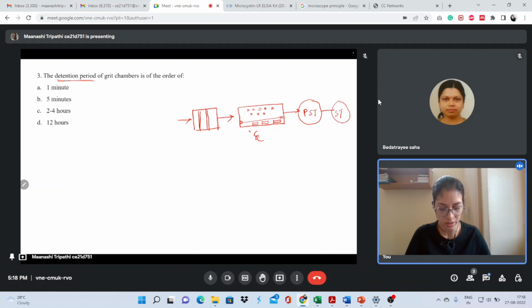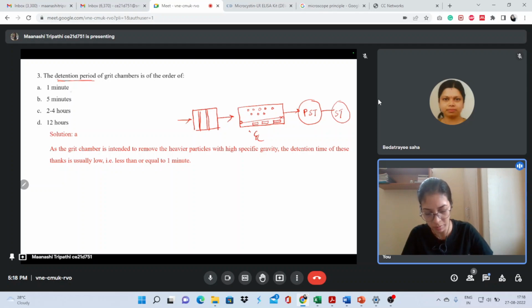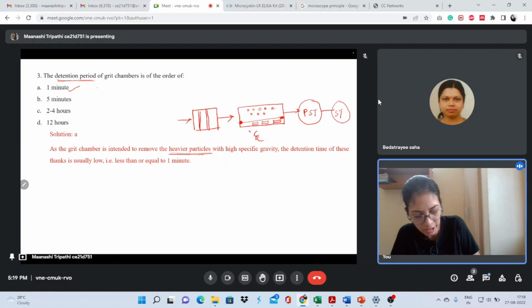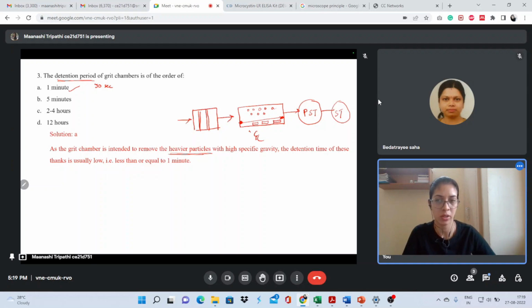We'll see the solution. So timing is 1 minute. In 1 minute, however big the detention chamber is, the particle will move from this location to this location in just 1 minute. And these inorganic particles are heavier than the organic particles, so they can settle in 1 minute, but in 1 minute these smaller particles won't settle. So that is what we want. In some grit chambers, timing is 30 seconds also. So it should be less than or equal to 1 minute, not more than that.